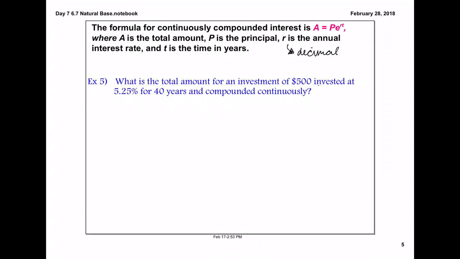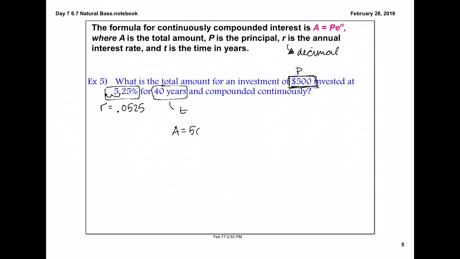What is the total amount of an investment of 500? So this is invested originally, so that's our principal amount, at 5.25%, which is our rate, but we want to convert that to a decimal. So our rate is 0.0525 for 40 years. So 40 years is our T, and we can plug this information in. So we're looking for our total amount.